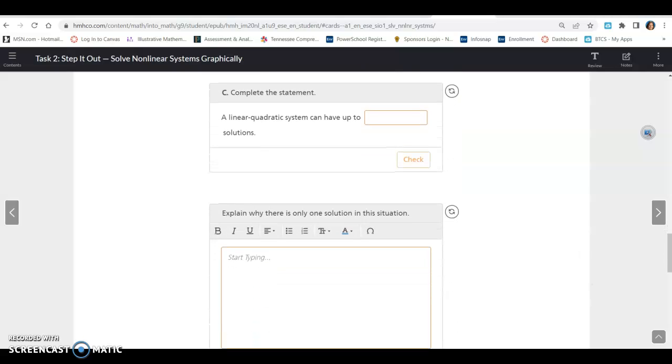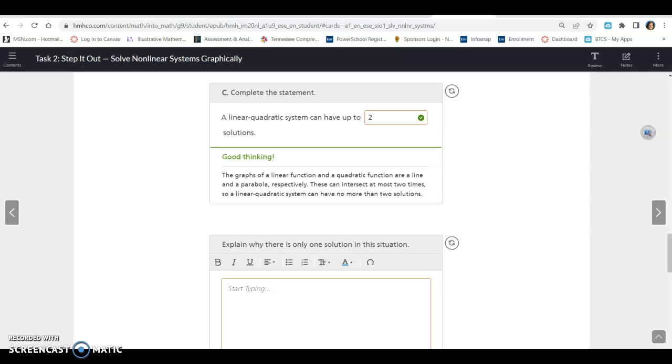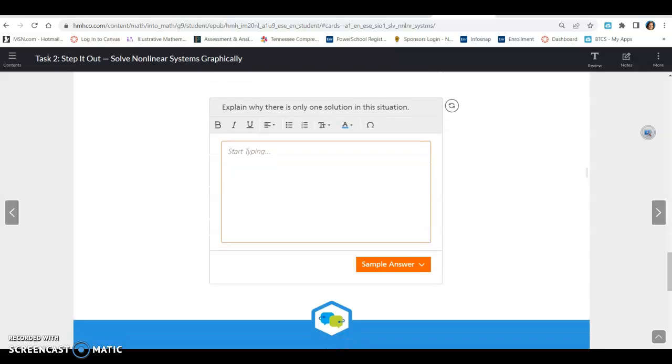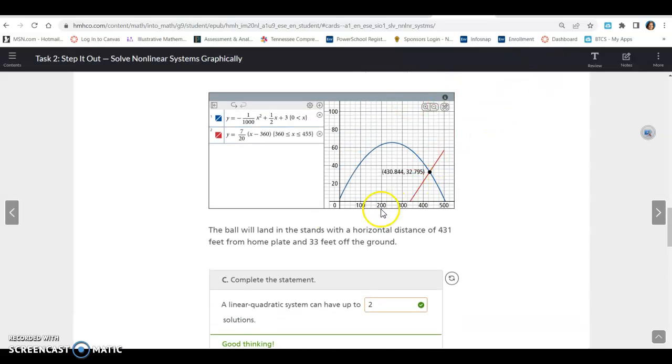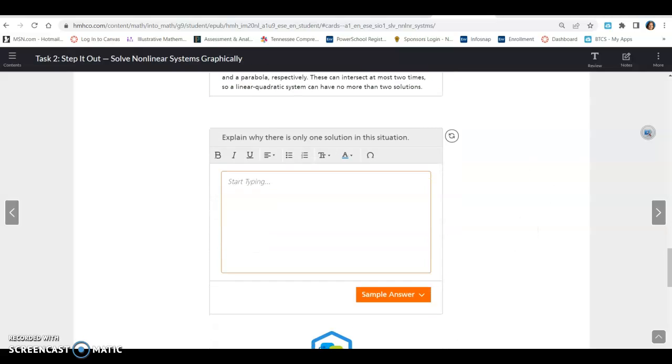A linear quadratic system can have up to 2 solutions because the line can cross the parabola in 2 places, but in this case, it only crosses once. It says, explain why there is only one solution in this situation. Well, again, you can't have a negative number down here, so the next time it would cross would be way down here in the negative somewhere, and that would not be a valid solution. So in this case, there would only be one solution, even though there is a possibility of 2. All right, that's all for task 2. If you have any questions, let me know.